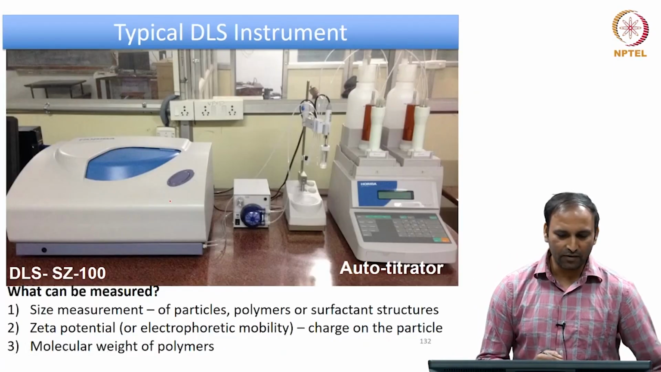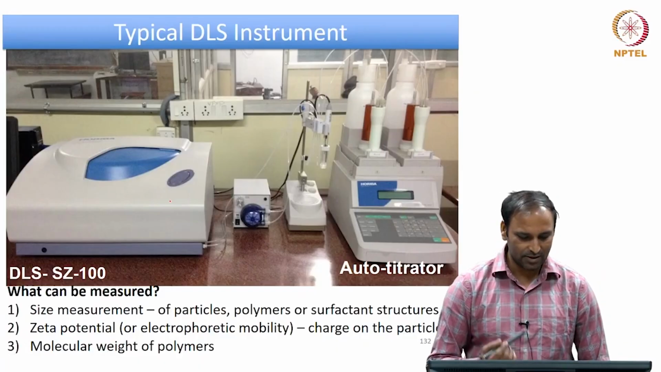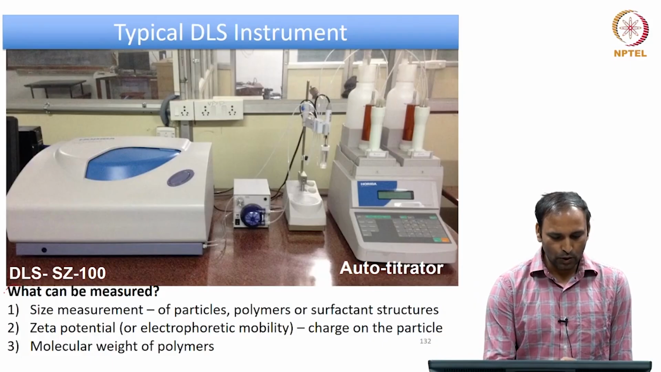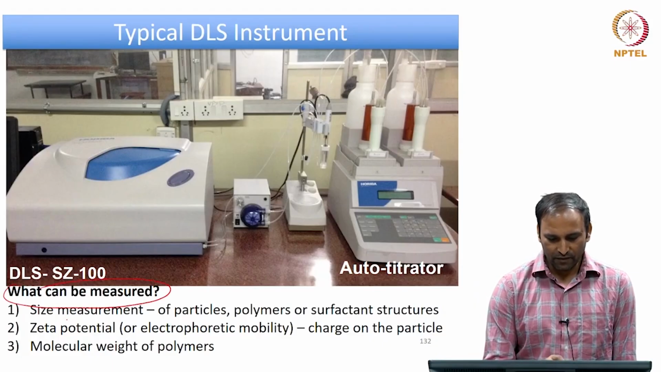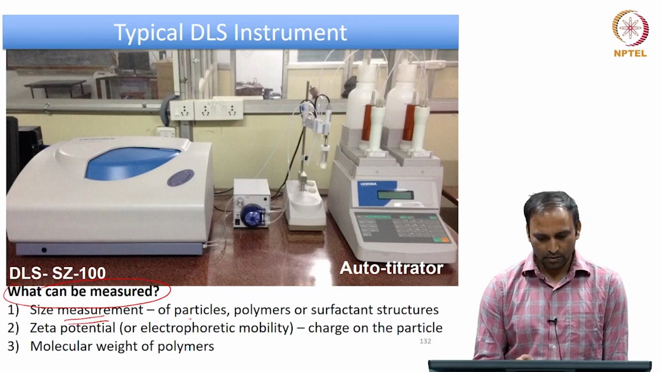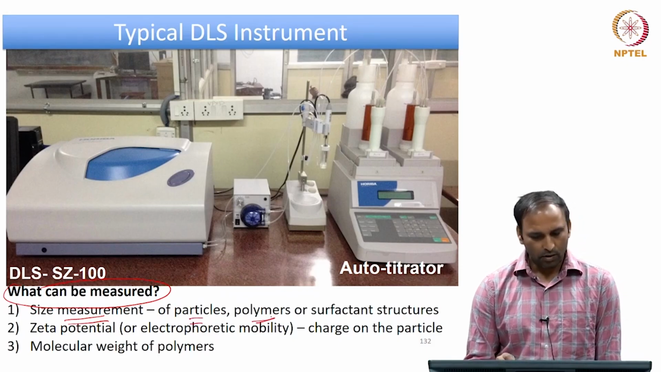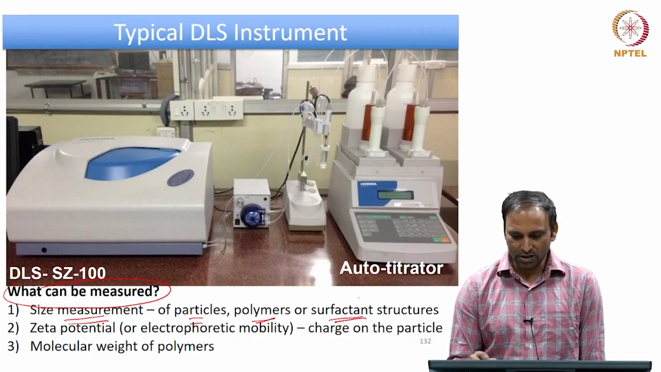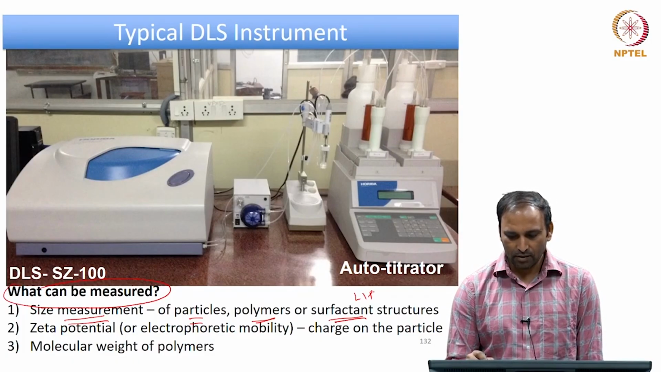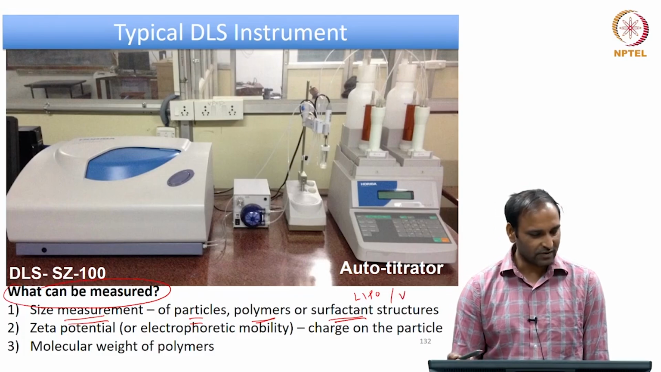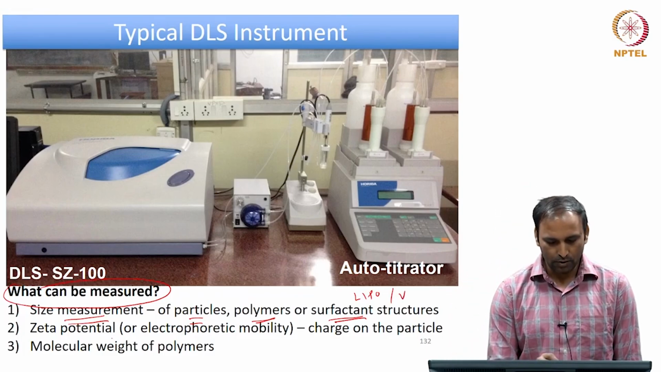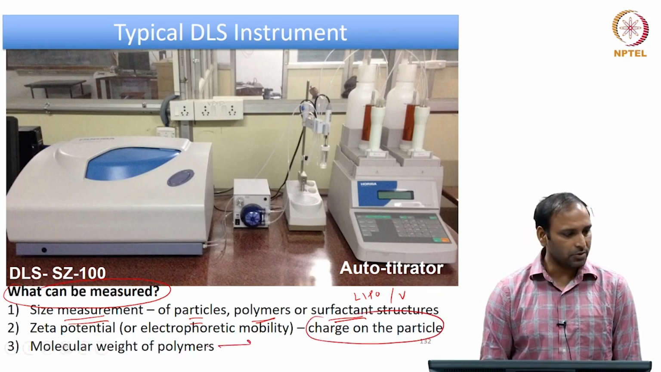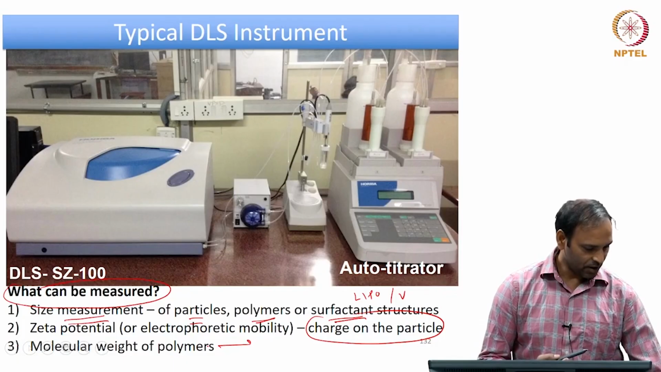The instrument for dynamic light scattering looks something like this. This is one of the tabletop devices available, and you can use it for measuring the size of particles, polymers, or surfactant structures. I talked about liposomes, or vesicles; you can measure their size. You can also use such an instrument for measuring charge on the particle and molecular weight of polymers.